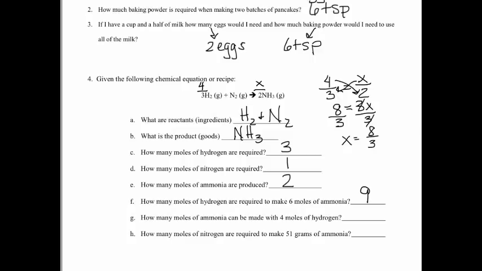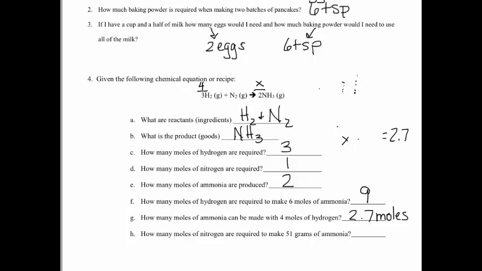And then, of course, we don't really like fractions, so we're going to do the math and do 8 divided by 3, and you get 2.7-ish. So we're going to end up with 2.7 moles of ammonia. Now, the fast way is where you don't actually do all of the cross multiplying. Let me show you what that looks like. And we're going to end up with the same answer, you'll see.